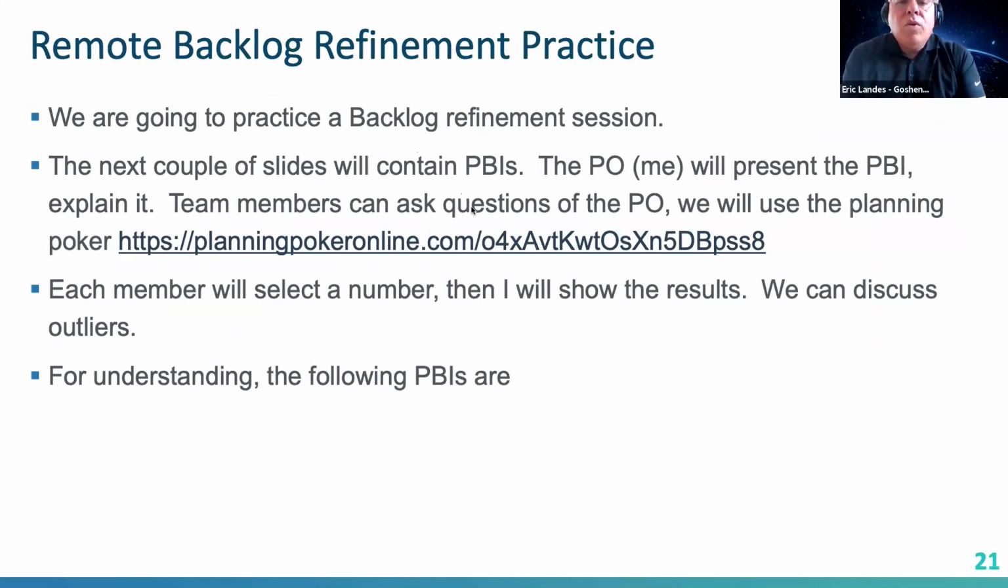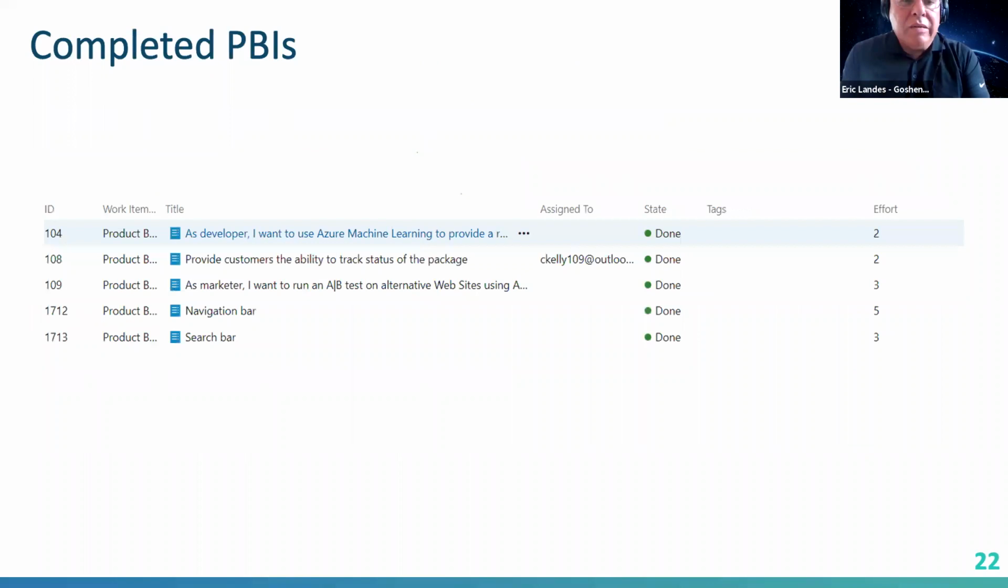All right, cool. So we're going to do a remote refinement practice session. Just see how it works, see what you think. We're using a tool called planningpokeronline.com, not planningpoker.com, because there everybody has to sign up and it's a little bit more involved. So this will be a little bit easier.